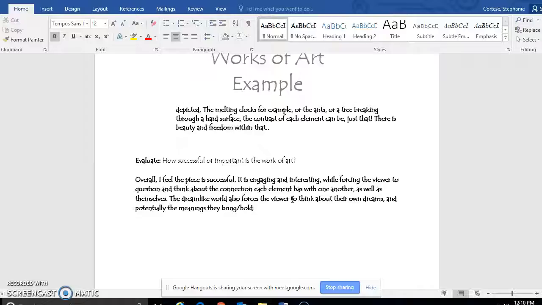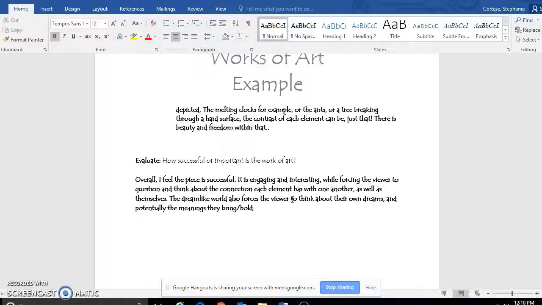So what makes this piece successful? Is it the artist's use of color? Is it the artist's way of drawing or creating movement or repetition within the piece, kind of holding on to the audience's attention or the viewer's attention? What makes this piece successful? What makes this piece not successful, if that's how you feel?